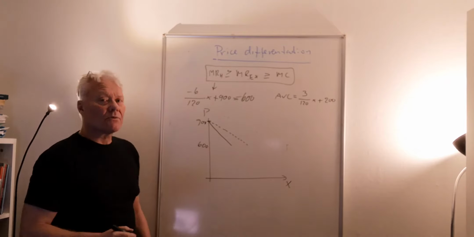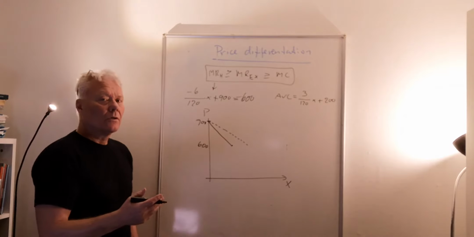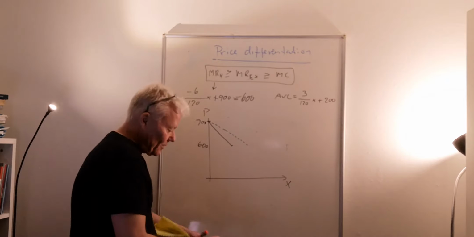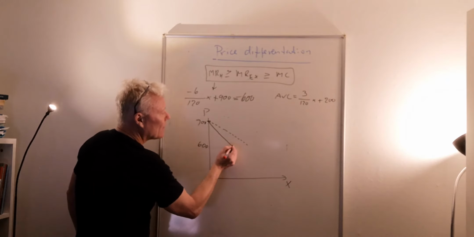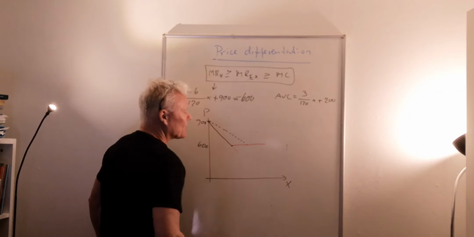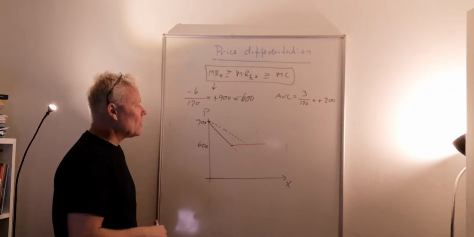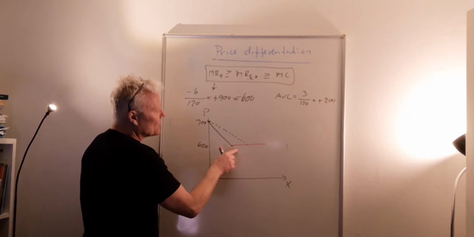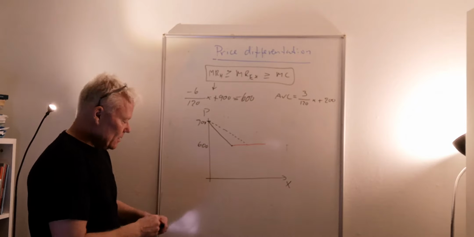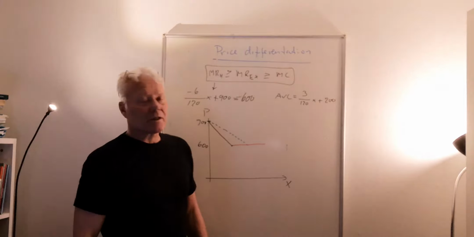Because at a price of 600, it's more profitable to go to the export market than stay at home, because the marginal revenue will be less than if you go to the export market. So that will go out here as a straight line. And in this example, you can sell as much as you want on the export market. So you stop at 600, and then you have the two curves: marginal revenue at the home market, marginal revenue on the export market.